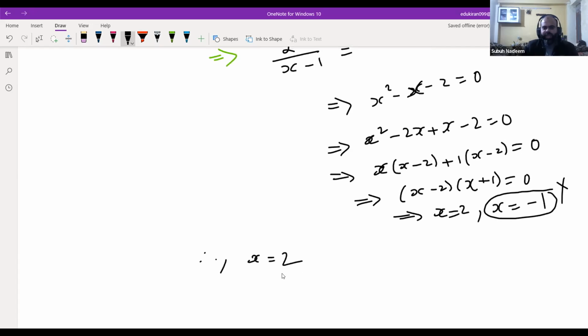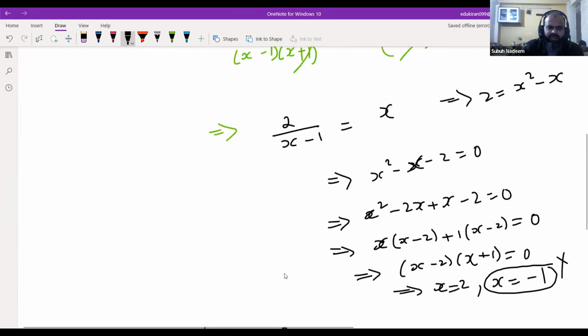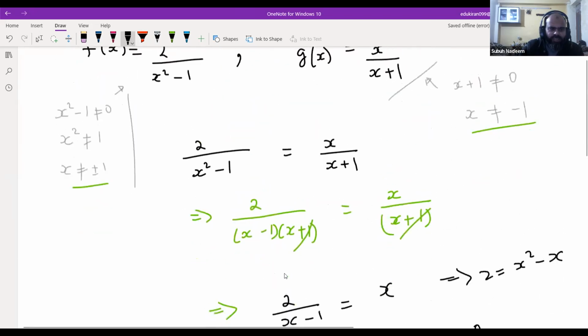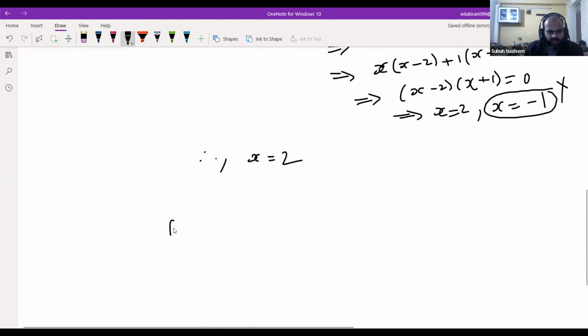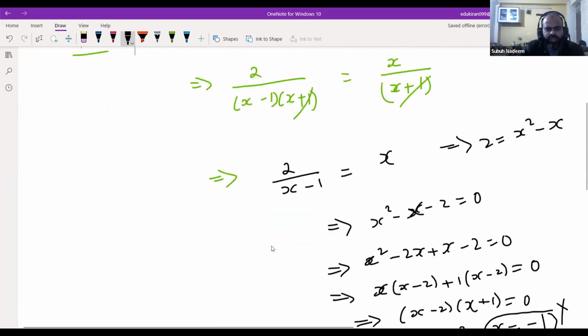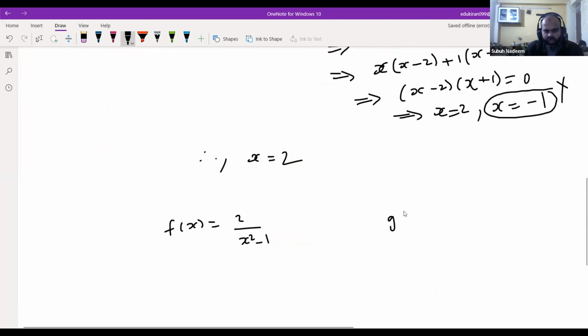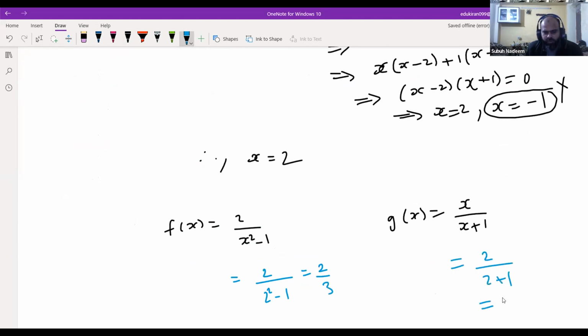Now writing only x is equal to 2 is not enough. You have to find y also. So f of x is 2 by x square minus 1, or g of x is equal to x by x plus 1. Either you put x is equal to 2 in either one. Both will give you the same value, because this is the solution. You can check also. Suppose you put it here: 2 by 2 square minus 1, this will be 2 by 3. And if you put it here, 2 by 2 plus 1, 2 by 3. So the y coordinate is 2 by 3.